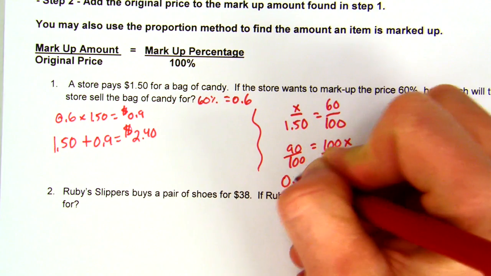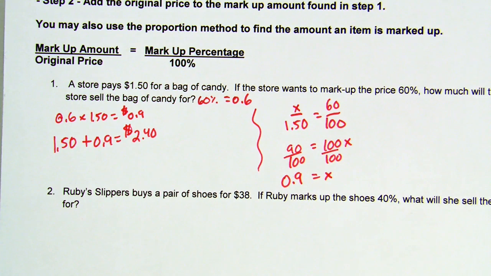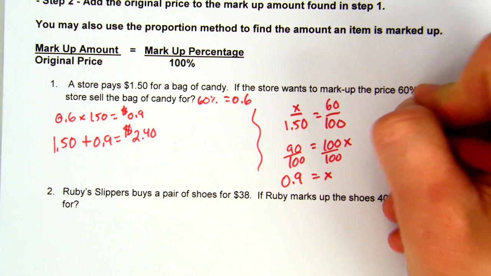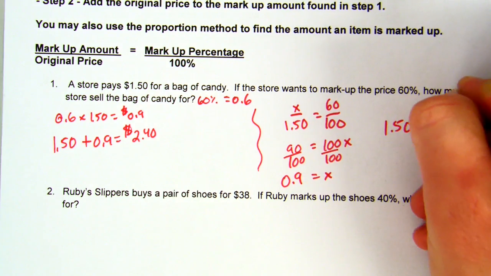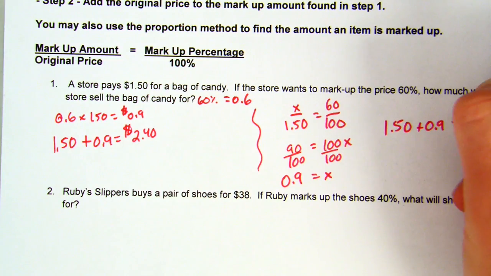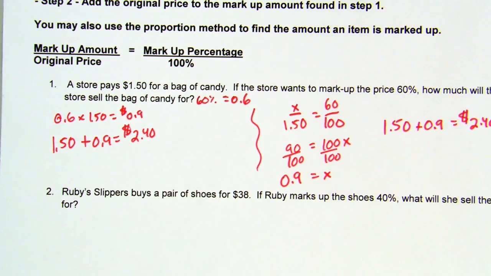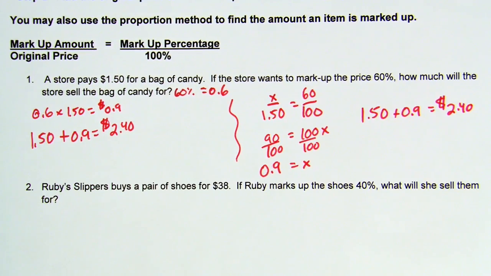I get x is equal to 0.9, which is my markup amount, and you can see it's the same amount I got over there. So I take my original price of $1.50, add it to the 90 cents, and again I get $2.40. So either way works.